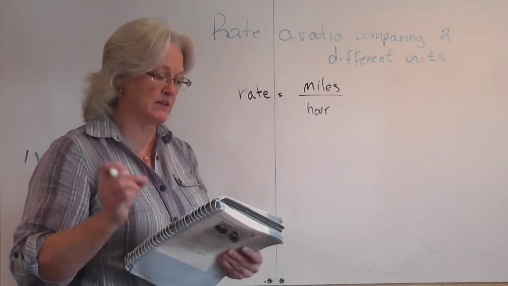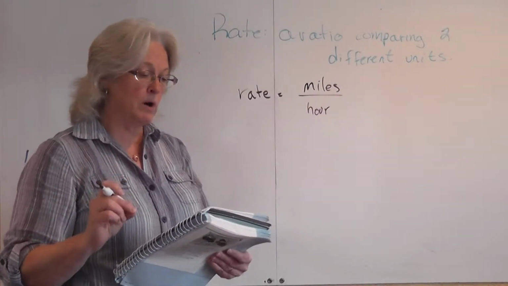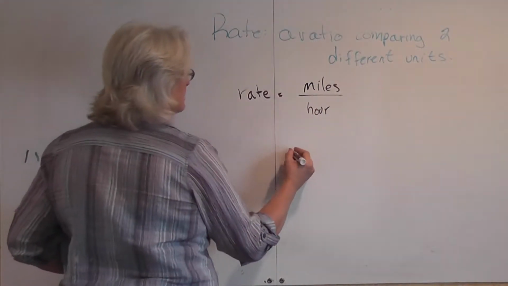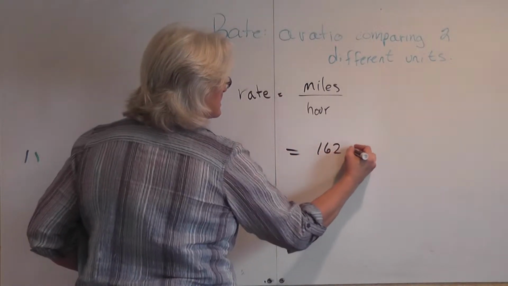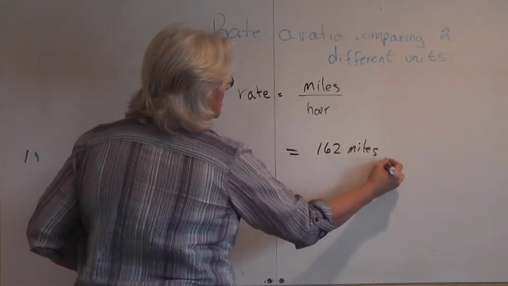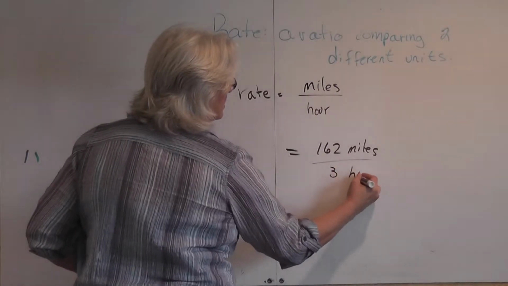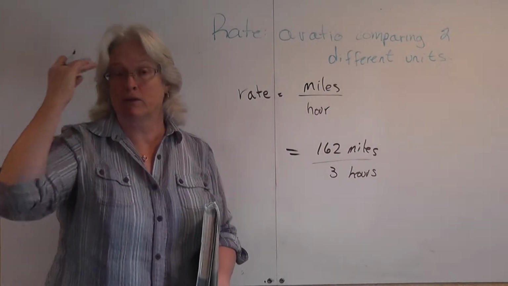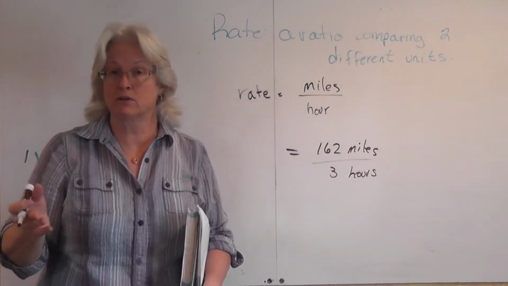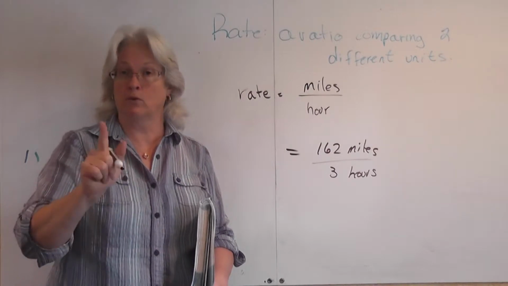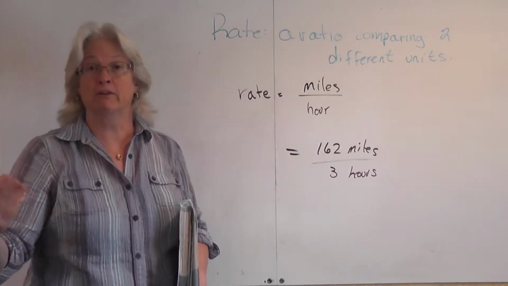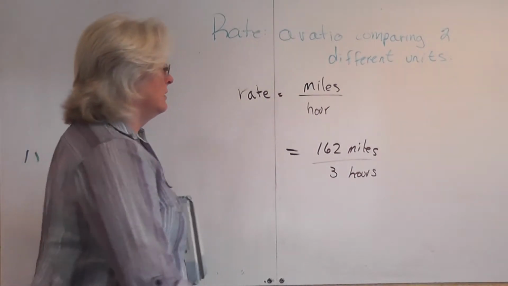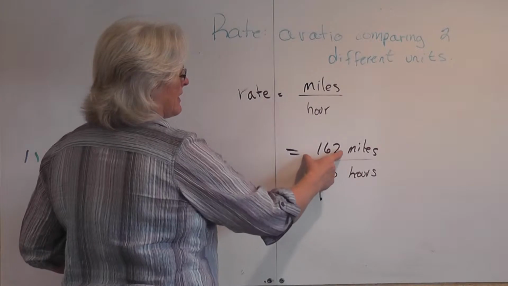Our problem tells us that the class traveled 162 miles in 3 hours. So what is the rate? 162 miles in 3 hours. Do we care that they traveled 162 miles over 3 hours? No, they want to know how far they traveled in 1 hour. Theoretically, if they kept the same speed and didn't stop, what was their average rate in miles per hour?